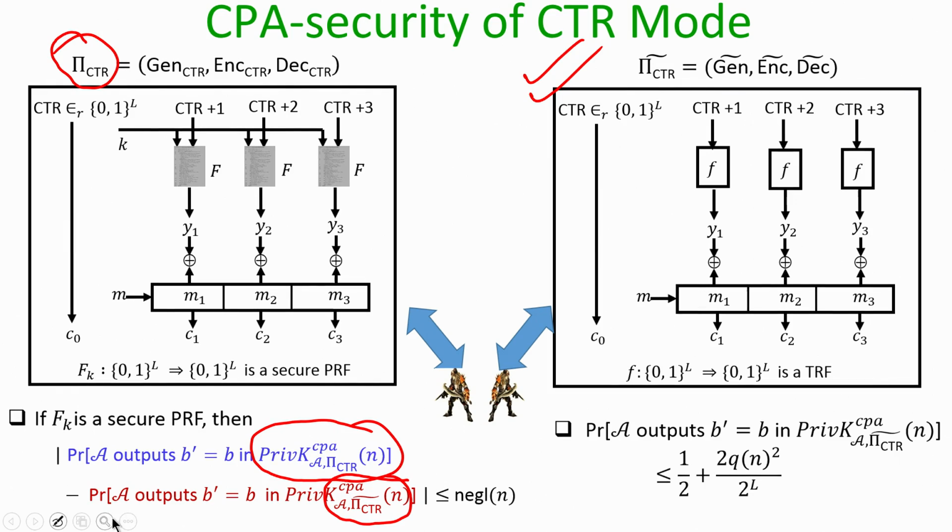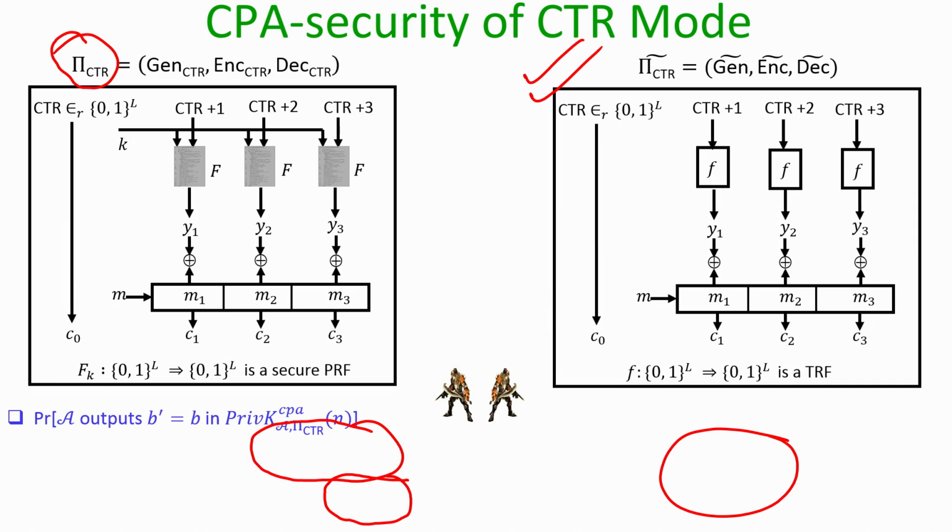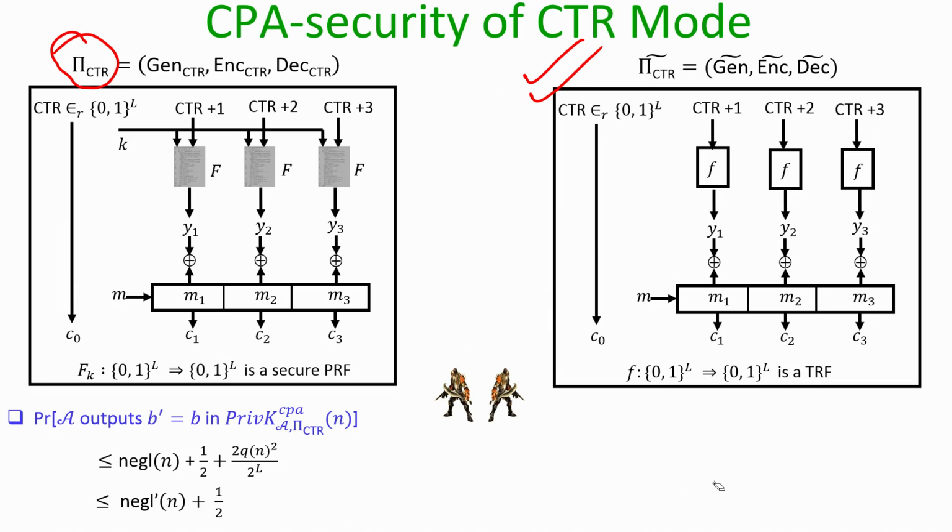And since we know that the adversary winning the CPA game against the truly random function based counter mode of operation is 1 by 2 plus 2 q n square by 2 power l, by reshuffling the terms we end up getting that the counter mode of operation using the pseudo random function is also CPA secure. So, that is what we end up showing, which concludes that the counter mode of operation is actually CPA secure. That brings me to the end of this lecture.